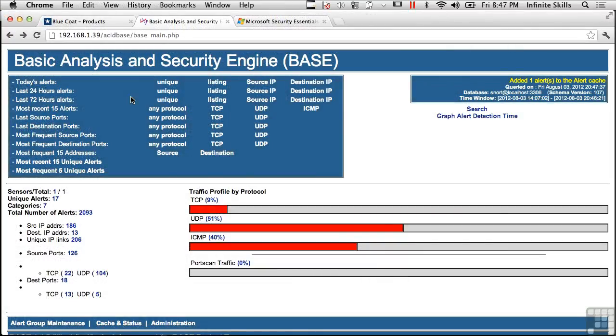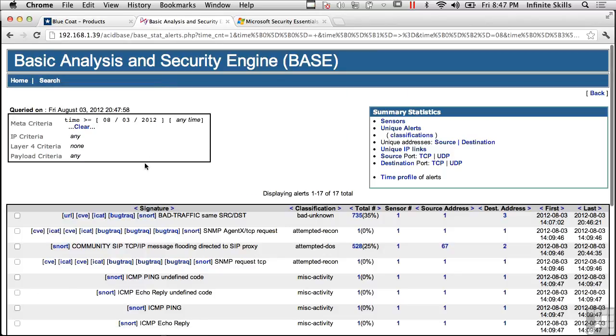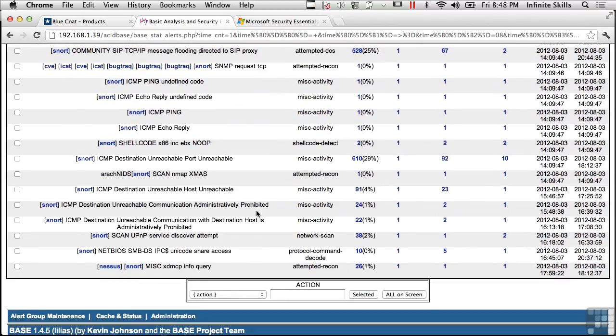So we can go back to BASE now that we've taken a quick look at Snort, and you can see the different alerts that have popped up from Snort. I'm going to take a look at the unique ones. You can see there's a shellcode alert, and shellcode could be something to do with a piece of malware. It could suggest that somebody has tried to break into a program, so there may be some malicious behavior or malicious intent with that one.